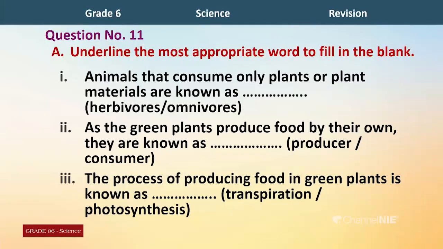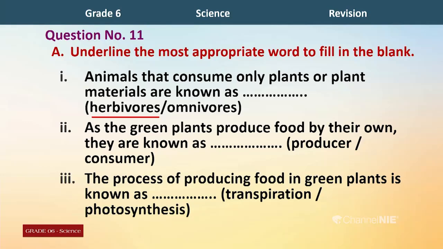Animals that consume only plant or plant materials are known as, I think this was discussed several times, then you can easily find out the answer. Animals that consume only plants or plant materials are known as herbivores.